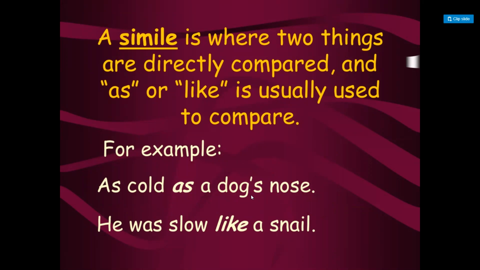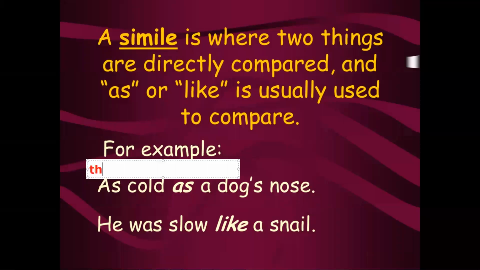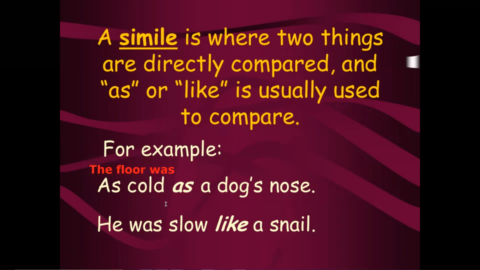All right, so what's a simile? A simile is where two things are directly compared, and as or like is usually used to compare. Example: as cold as a dog's nose. For example, I can say that the weather or the floor was as cold as a dog's nose.